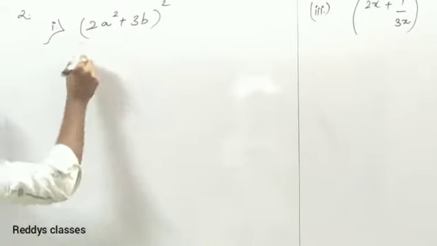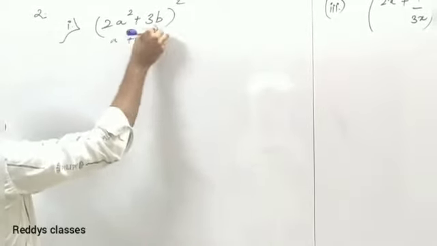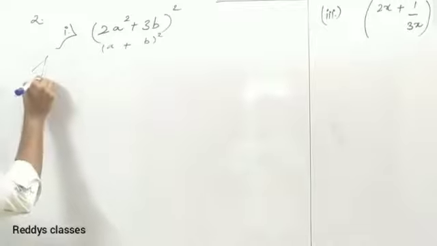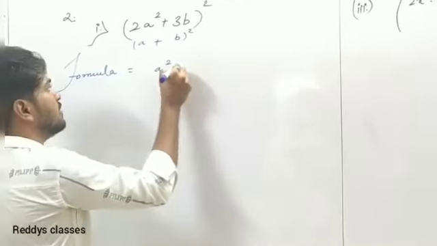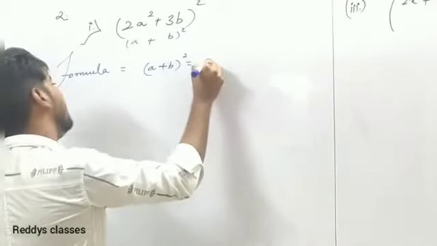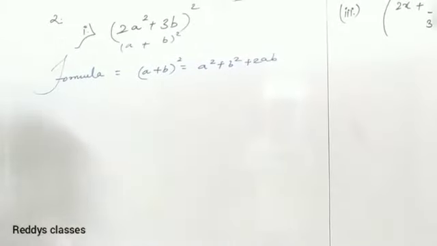We will use the same formula. This is your a part. This is your b part. A plus b the whole square, we have the same formula. Shall I write the formula once again here? A plus b the whole square is a square plus b square plus 2ab. Let us use the formula now.